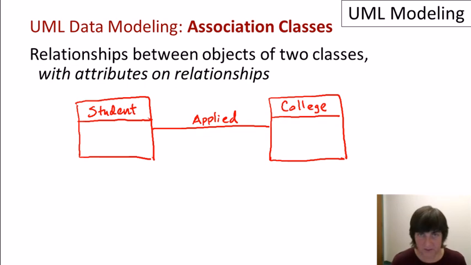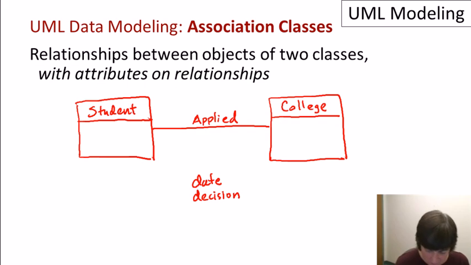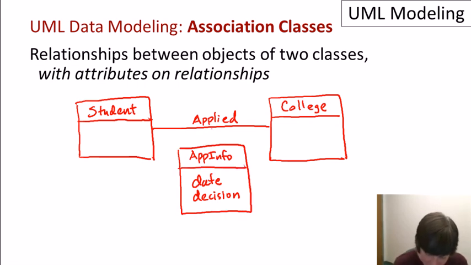So we already knew how to specify that students apply to colleges, but what if associated with the application we wanted to have, for example, the date that they applied and maybe the decision of that application? We don't really have a way to do that without adding a new construct, and that construct is what's known as an association class. So we can make a class, and we'll just call it app.info. And it looks like a class. It's got the box with the name at the top and the attributes. And then we just attach that box to the association, and that tells us that each instance of the association between a student and a college has additional information, a date of that application, and the decision of that application.